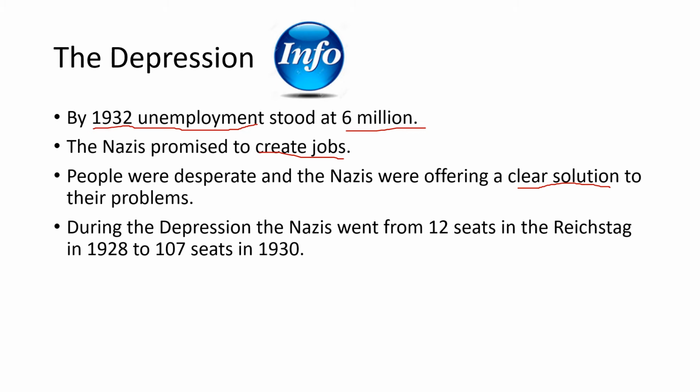Look at the gold and the platinum question. During the Depression, the Nazi seats rose from 12 right the way up to 107. So that is a huge increase in a 2-year period. So I would say it's our key notes that you should be putting into your box on the Depression. So what I've underlined is what you should write down in your answer box. So that's just an example to help you.